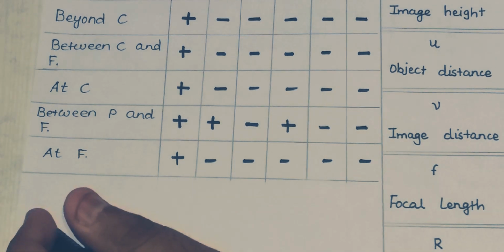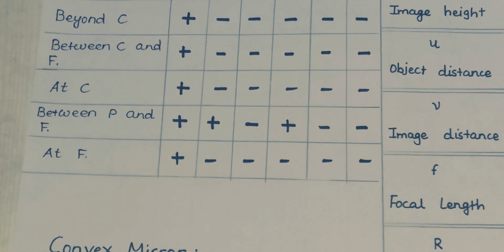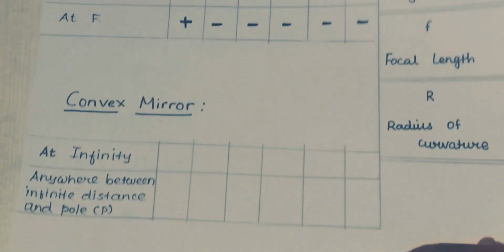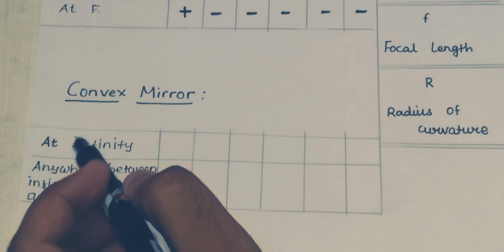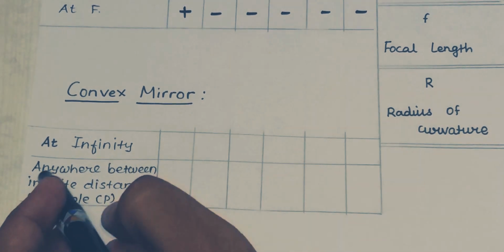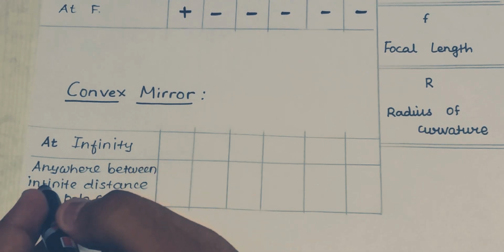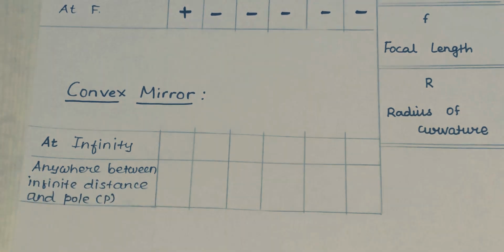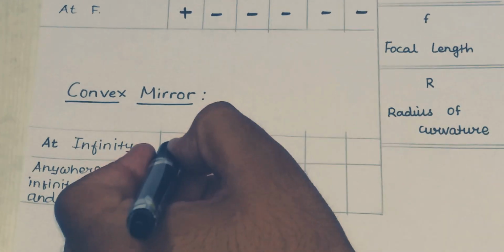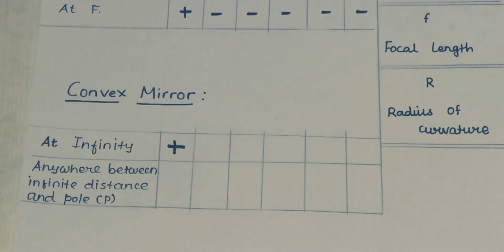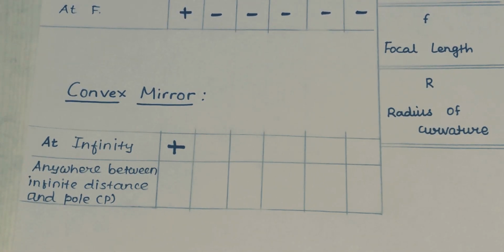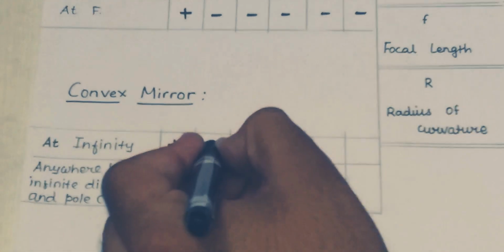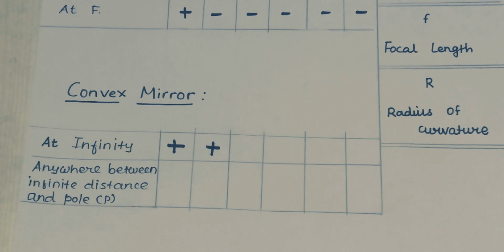Okay, now we know in a convex mirror there are only two cases. You can see here the first one is at infinity and the second one is anywhere between infinite distance and pole P. So here our h is positive. The image we get in a convex mirror is always virtual and erect, so our h dash is also positive.